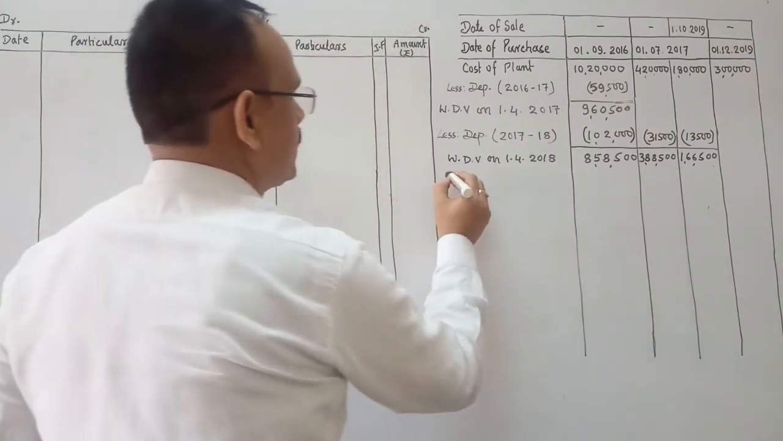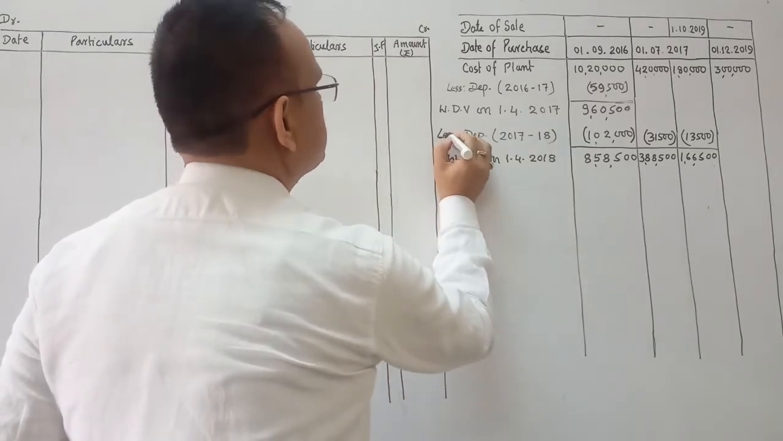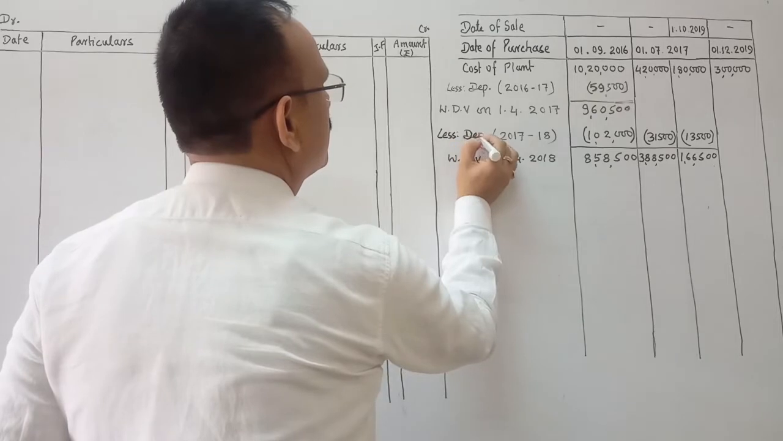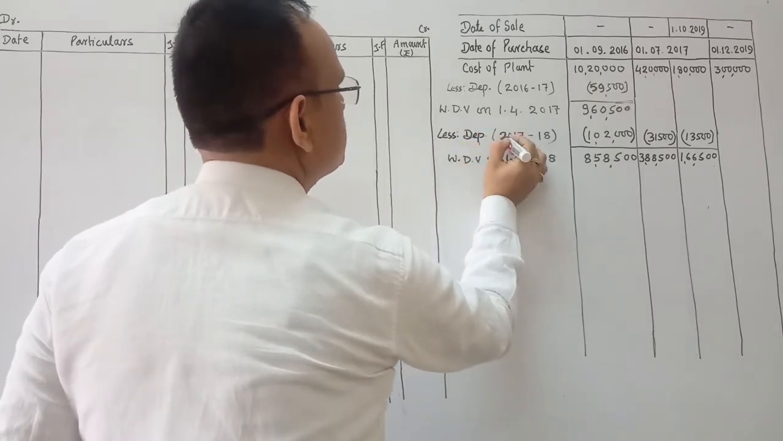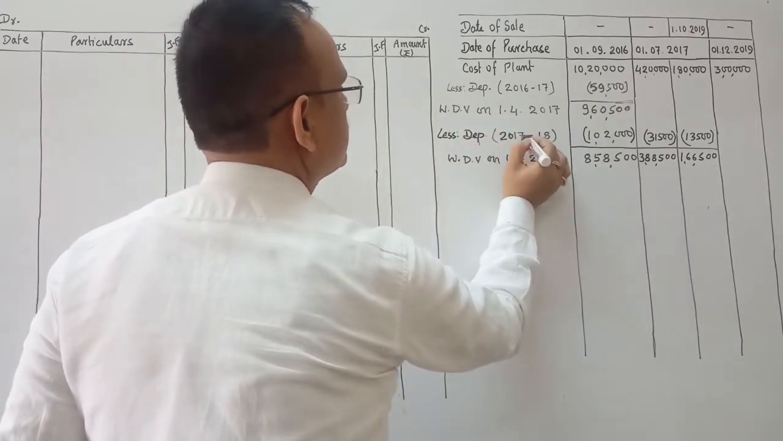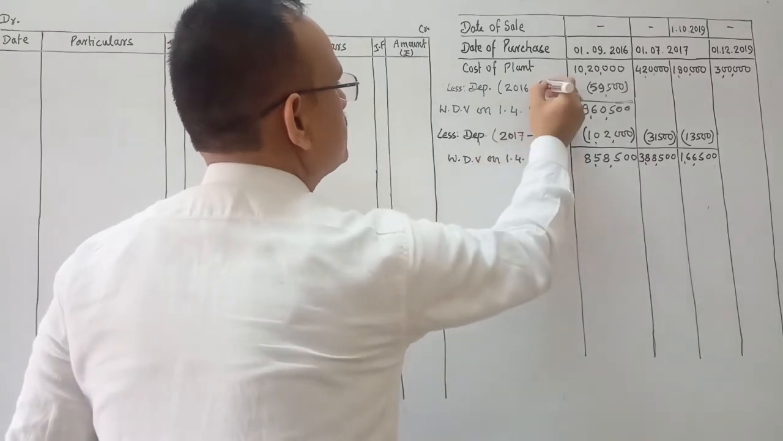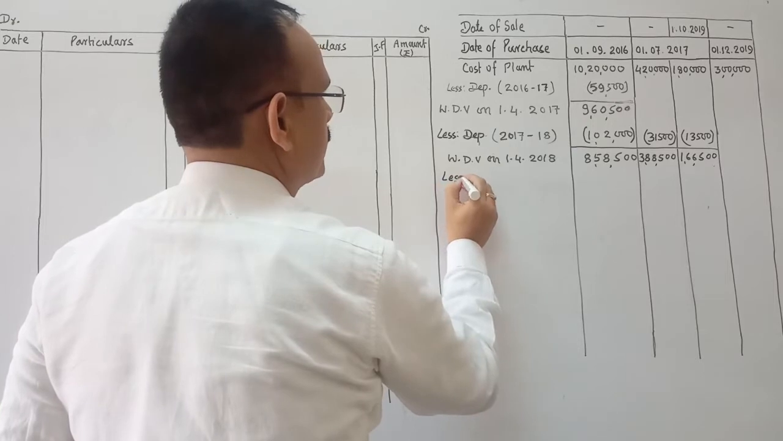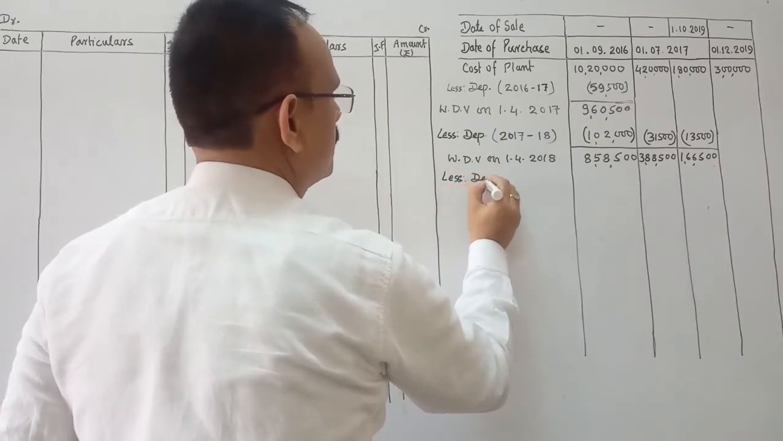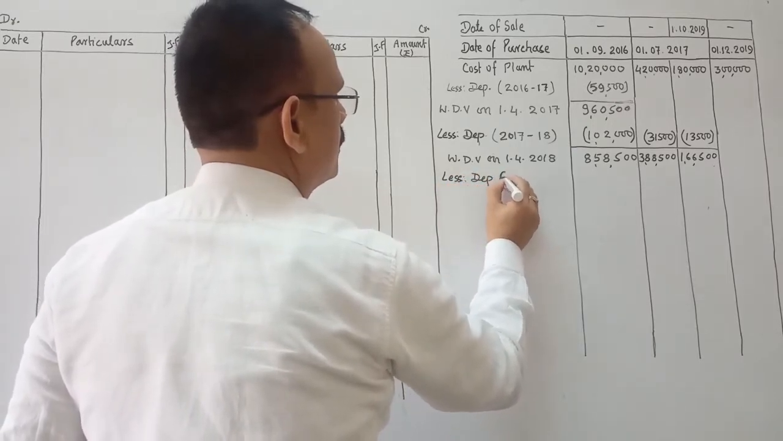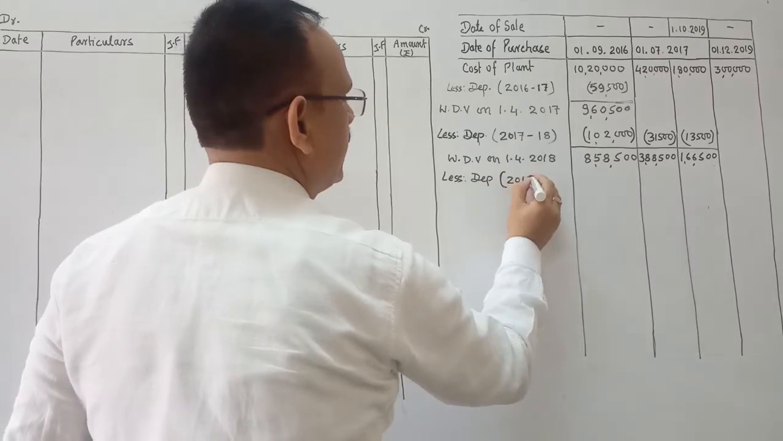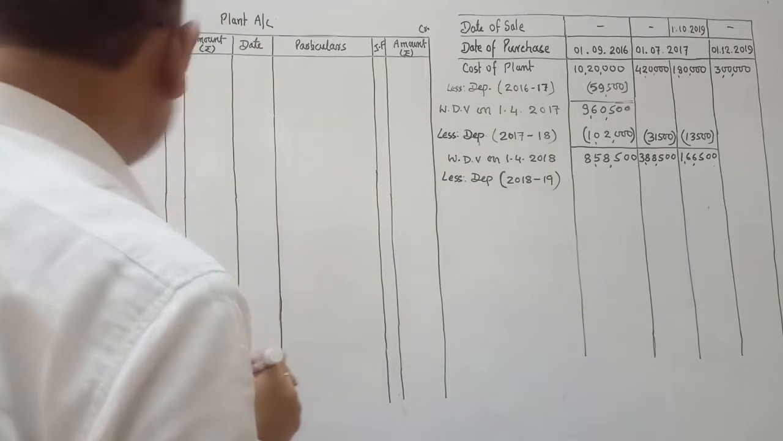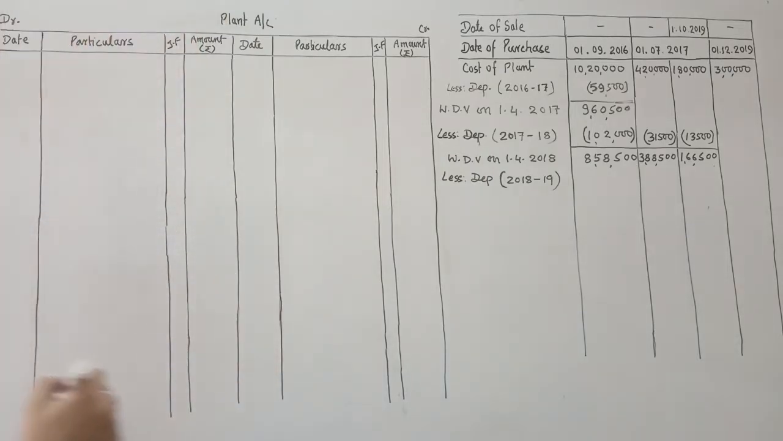Now we'll calculate the depreciation. This one is clear, depreciation for 2017-18. And this is for 16-17. Now less depreciation for 2018-19. This is the financial year 2018-19.